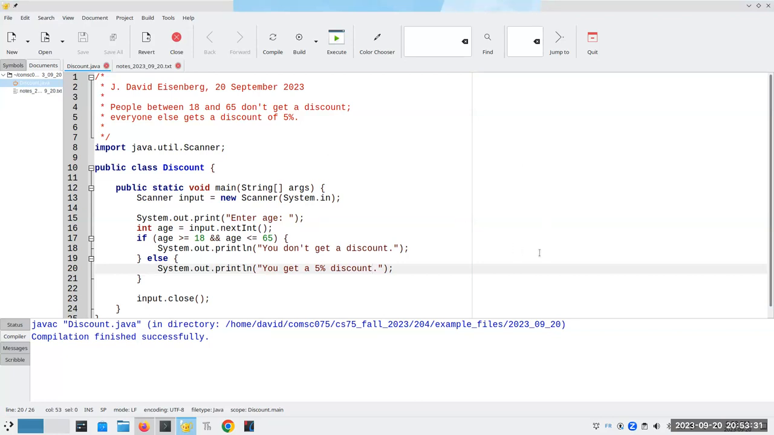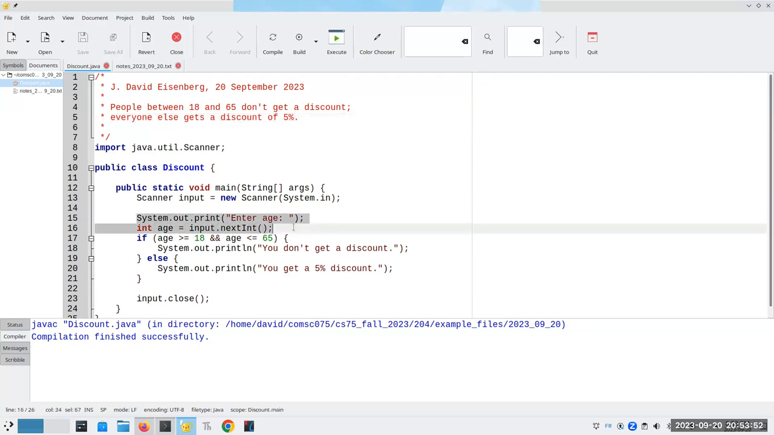So here's a nice little program that I've written. Essentially, we're going to tell people if they're between 18 and 65, they don't get a discount. Everyone else gets a discount of 5%. So it's a discount for either young people or really old people. And there's nothing new in here at all, by the way.